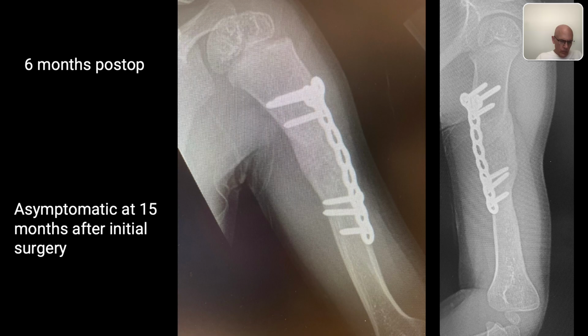It appears that we have, I hate to ever say, I don't think we can ever say that we cure osteomyelitis, but I would say that really looks like we've had good disease-free survival and we're hopeful for the future.